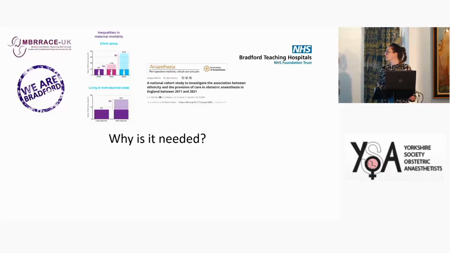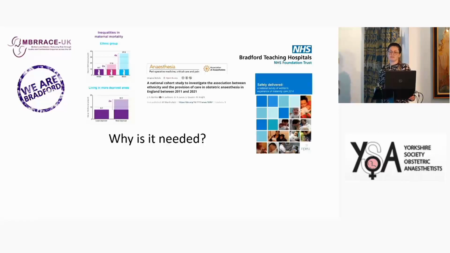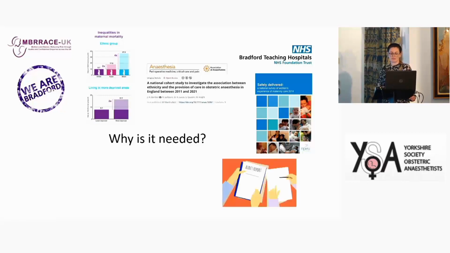Last year in Anaesthesia, a cohort study was published which showed that black and Asian women had lower rates of neuraxial analgesia when delivering vaginally. And Safely Delivered, a report published in 2014 looking at patients' experience of maternity care, showed that women from ethnic minority groups were more likely to suffer poor communication and be shown feelings of disrespect from staff.